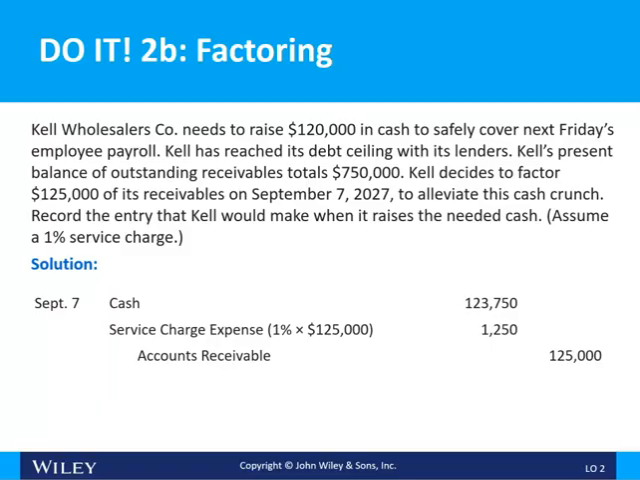Okay. We're going to debit cash, we're going to credit accounts receivable, and then also debit that service charge expense. The amount that we credit accounts receivable is the amount that we're selling, $125,000. The cash we receive is going to be slightly less than that $125,000. It's going to be less by the service charge, which in this case is 1% of $125,000. So 1% times $125,000 is $1,250. So we receive $123,750 in cash. So we debit cash for that amount.